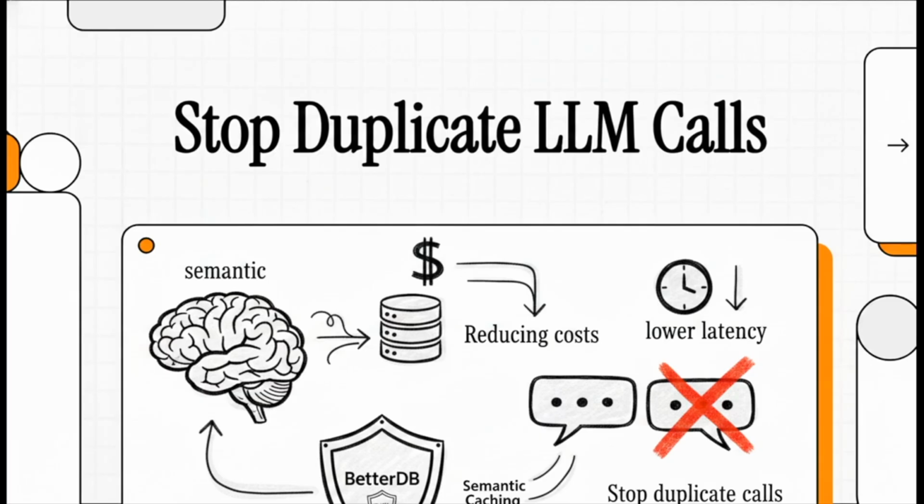Every single time your app queries a large language model, the meter is running. You're using massive amounts of processing power, and frankly, you're just burning through your budget. But what if a huge percentage of those expensive computations are, well, completely unnecessary?